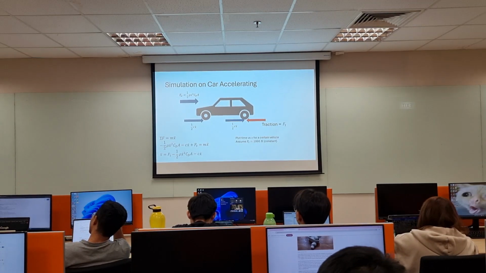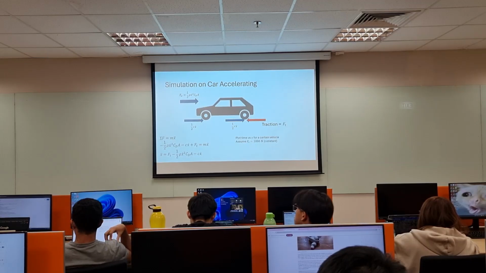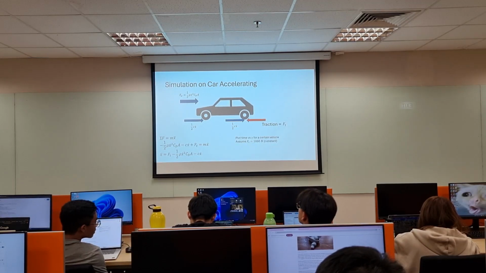The better the drag coefficient, the better. Yeah, for fuel efficiency, yes.